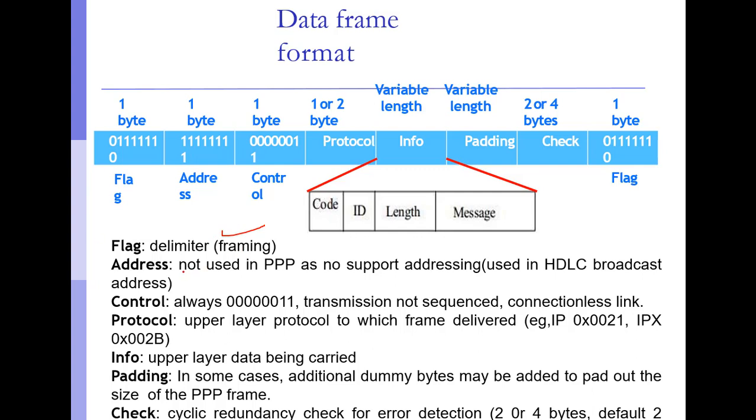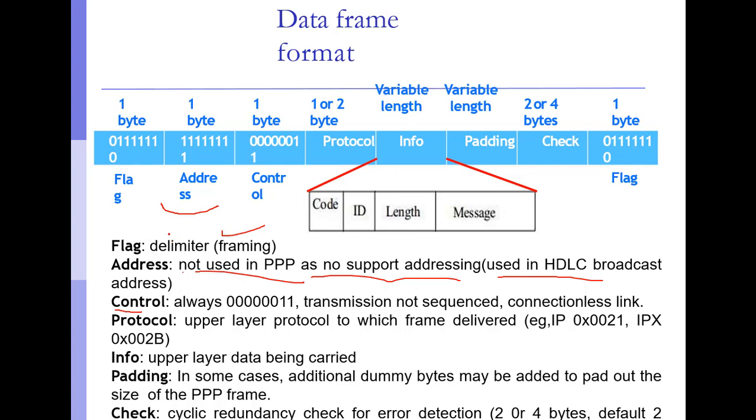Address can be used, but it is not used in this PPP, as there is no support for addressing used in HDLC broadcast address. You can see that the space for this address is mentioned, but mostly it is not used in this PPP, because for this address to be used you have to put in other supporting packages as well, but that is not included in this, so that is why it is not used.